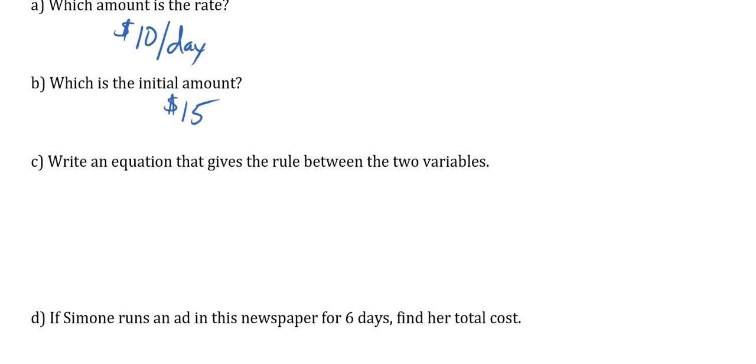Write an equation that gives a rule between 2 variables. What variables should we choose? Variables. What letters should we use? We're going to use 10 and 15, yeah? So A, so we can use A for add and C for cost. So the cost of an add equals, good. What other variables could you use? We don't have to use the same.